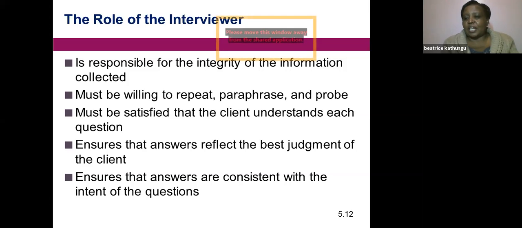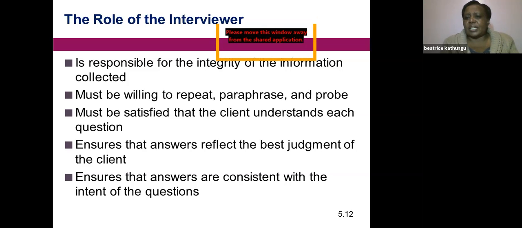So if you think the client has not understood the question, please don't just score that question. Take time to make them understand. Repeat the question, put it in other words or paraphrase it. Probe a little more so that you're sure that what the client gives you is the best judgment around that question. You also need to ensure that answers are consistent with the intention of the questions. For example, in the general section, we are going to see a question that asks the client whether in the last couple of days, they have been in an area or an environment that was controlled.